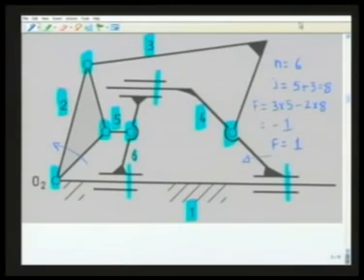Now, why is this calculation failing? This is because if we notice these 3 prismatic pairs, we should note that all these 3 prismatic pairs are in the same direction. This prismatic pair is allowing horizontal translation between link number 1 and link number 6. This prismatic pair here is allowing relative translation in the horizontal direction between link number 1 and link number 4.